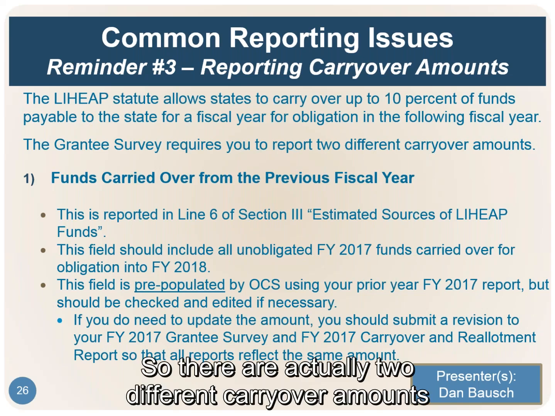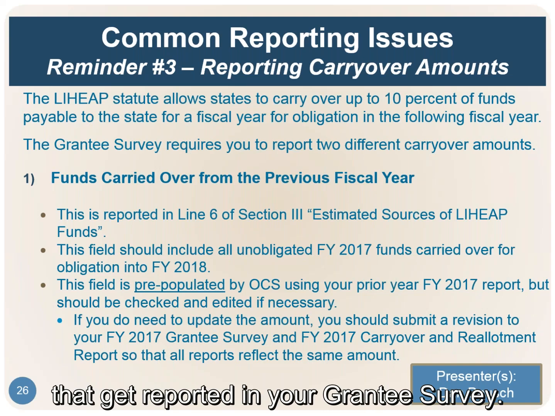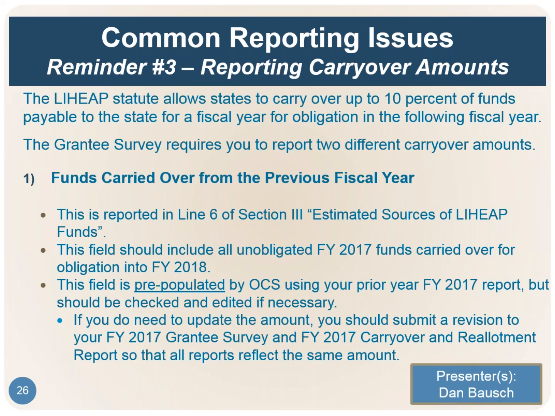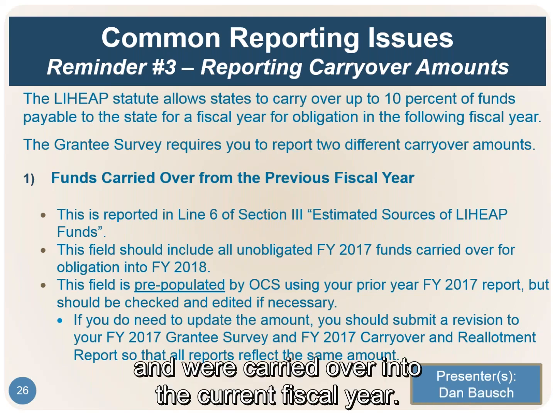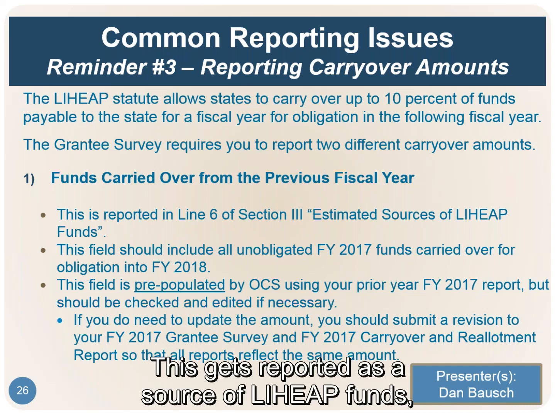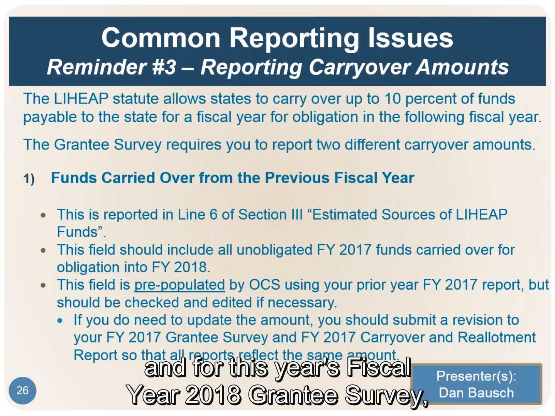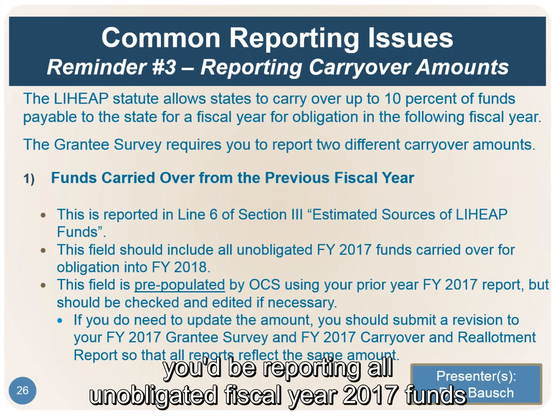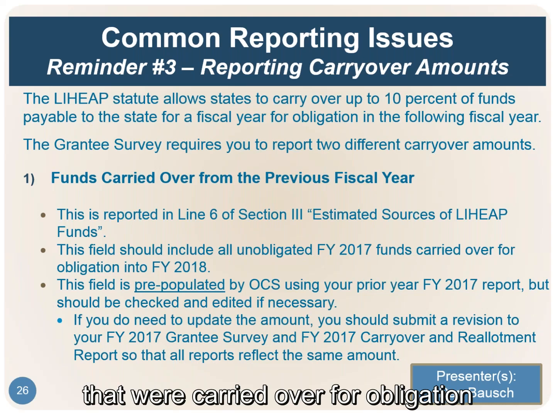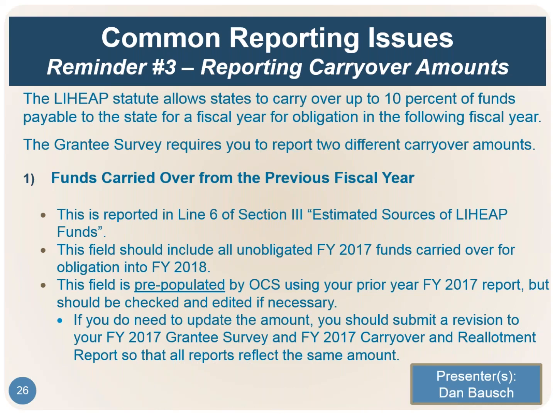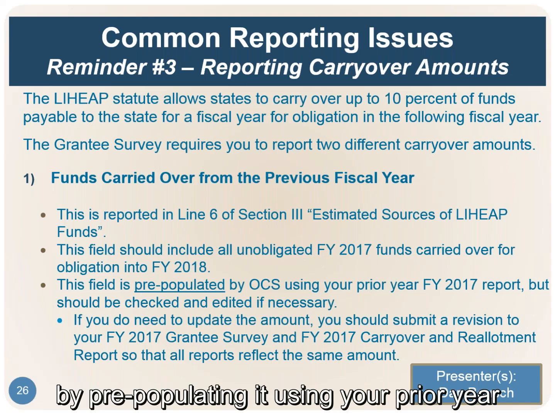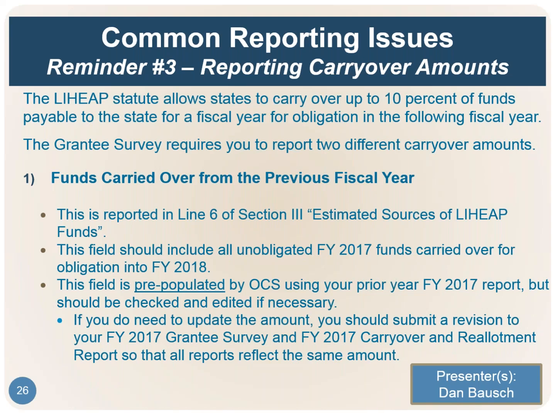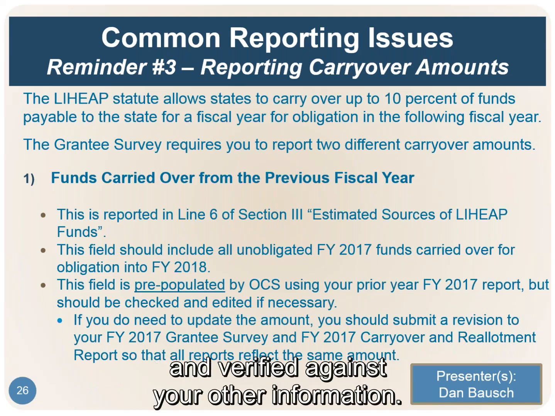There are actually two different carryover amounts that get reported in your grantee survey. The first is funds that come from the prior fiscal year and were carried over into the current fiscal year. This gets reported as a source of LIHEAP funds. For this year's fiscal year 2018 grantee survey, you'd be reporting all unobligated fiscal year 2017 funds that were carried over for obligation into fiscal year 2018. OCS has tried to help you with this field by pre-populating it using your prior year fiscal year 2017 report. But that field is editable, and it should be checked and verified against your other information.